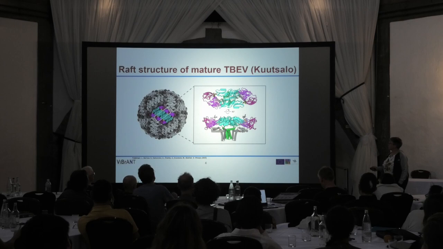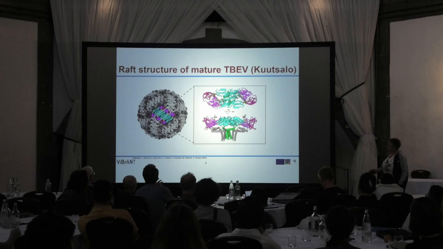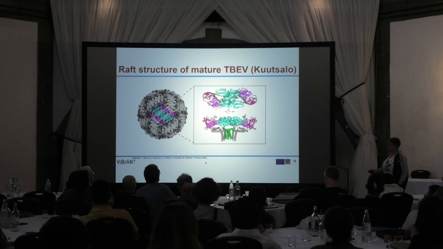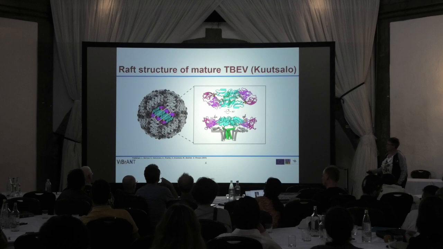So the E protein, which you see, is stacked in the rafts, and it has a membrane helical arrangement, which is supported by the M protein helical domain. And so you've got a big membrane component and then a big ectodomain component.